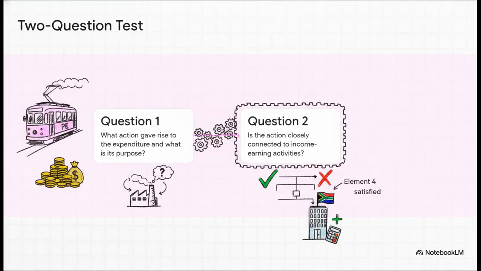To make this practical, the PE tramway case actually gives us a really strict, repeatable 2-question test. When you're sitting in the exam looking at a weird expense, ask yourself this. Question 1, what specific action caused the expense and what was its purpose? And question 2, is that action so intimately connected to the income-earning operations that it's basically just part of the cost of doing business? If you can answer yes to both, boom, you satisfied Element 4.